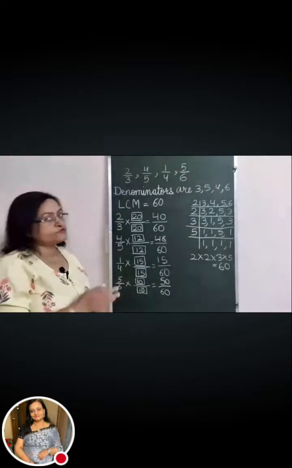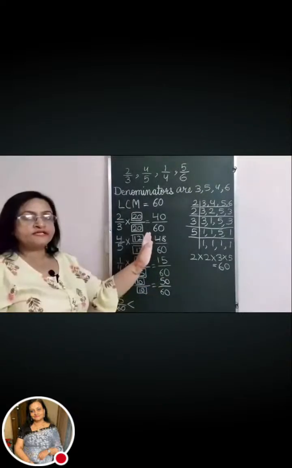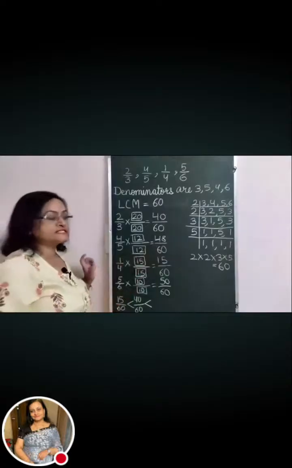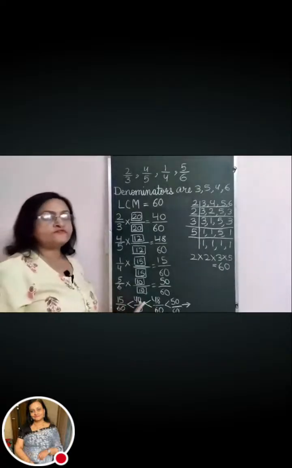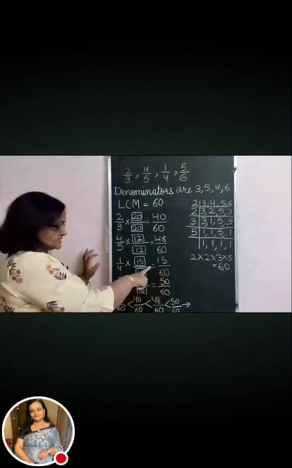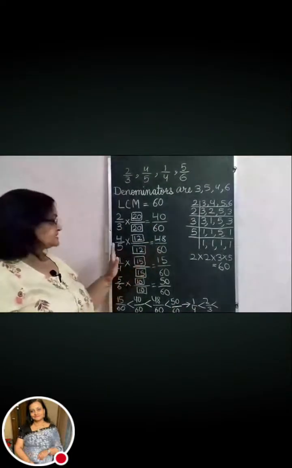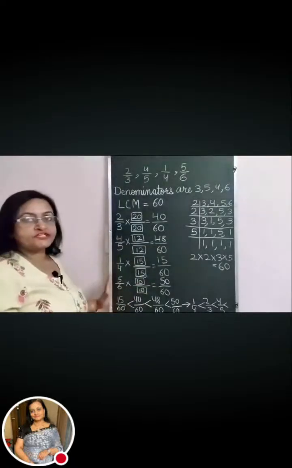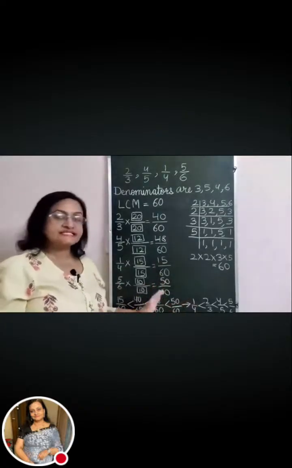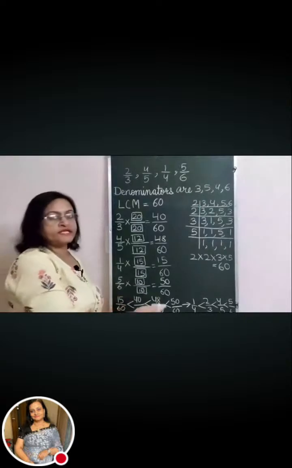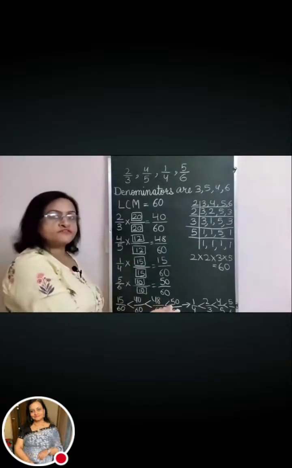And for ascending order we will write the smallest fraction first, which is 15 by 60. Next will be 40 by 60 and after this 48 by 60 and the greatest fraction will be 50 by 60. And their equivalent fractions are, for 15 by 60 is 1 by 4, for 40 by 60 is 2 by 3, for 48 by 60 is 4 by 5 and the greatest fraction is 5 by 6. So this way we have arranged the fractions in ascending order. And similarly, we can arrange them in descending order also. For that, we will write the greatest fraction first and the smallest fraction in the last.